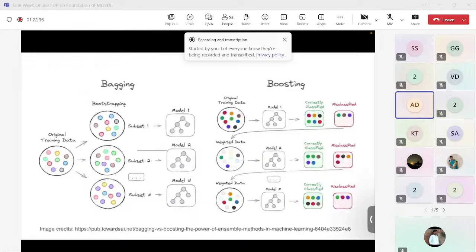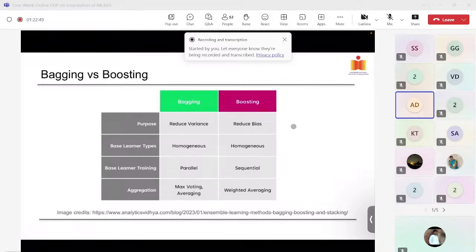So these are the differences between bagging and boosting. In bagging, you have first bootstrapping and then aggregation. In boosting, it's sequential. So bagging is a parallel process, and this is a sequential process. So in bagging, you reduce variance. In boosting, you reduce bias.